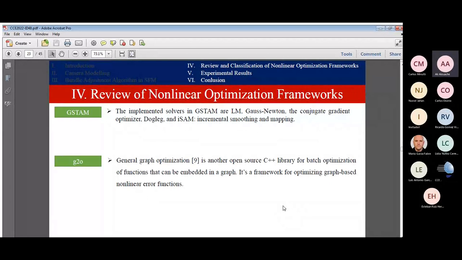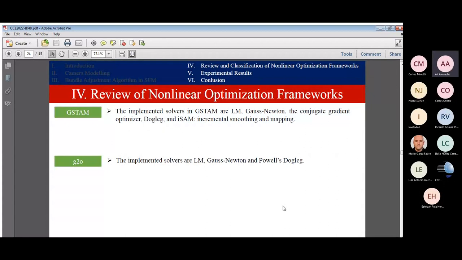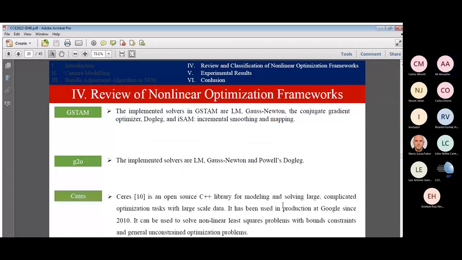General Graph Optimization is another open source C++ library for batch optimization of functions that can be embedded in a graph. It's a framework for optimizing graph-based nonlinear error functions. The implemented solvers in General Graph Optimization are Levenberg-Marquardt, Gauss-Newton, and Powell's dogleg.